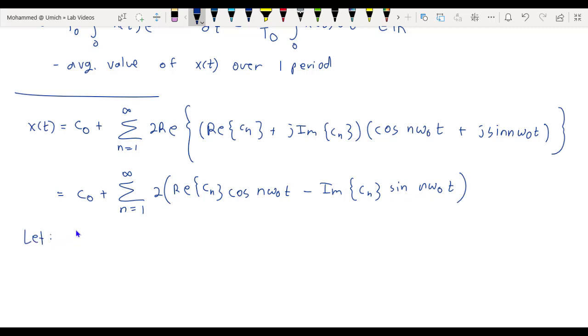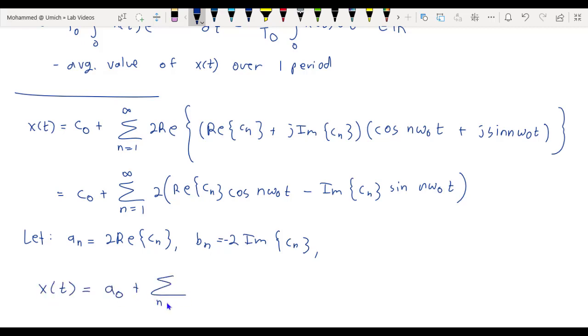And if we let an equals 2 times the real part of Cn and bn equals minus 2 times the imaginary part of Cn, then the Fourier series expansion becomes x of t equals a naught plus the sum from n equals 1 to infinity of an cosine of n omega naught t plus bn times sine of n omega naught t, where a naught is the same thing as c naught.